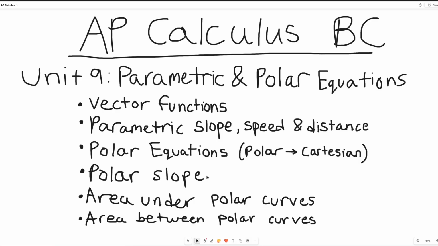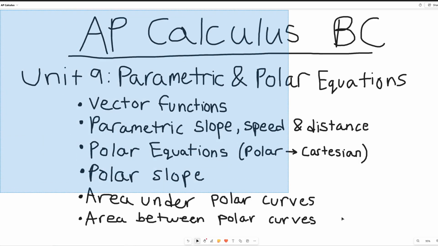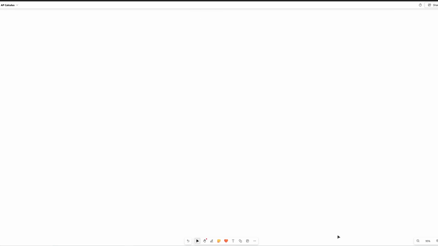In this unit, we talk about vector functions. We look at slope, speed, and distance with parametric equations. We look at polar equations, as well as converting polar to Cartesian coordinates. We look at the slope of polar functions, and then finally, we look at the area under and between polar curves. So let's begin. So, what is a vector function, also called a vector-valued function?